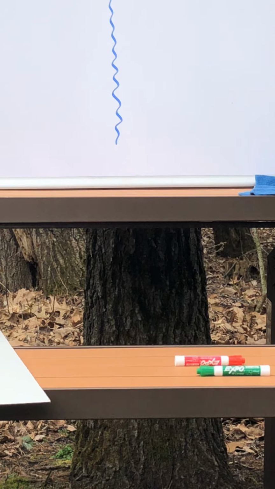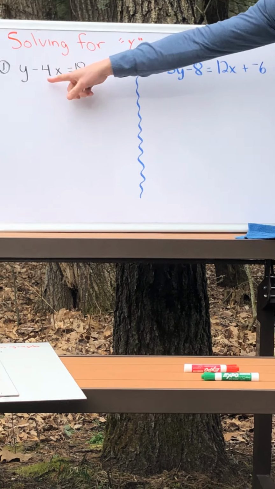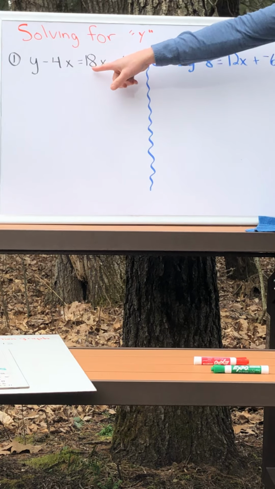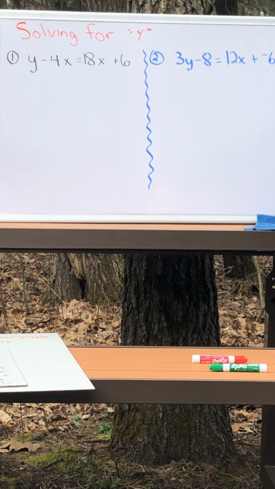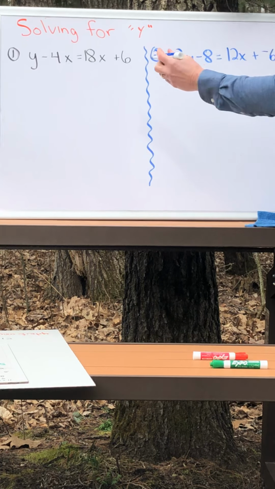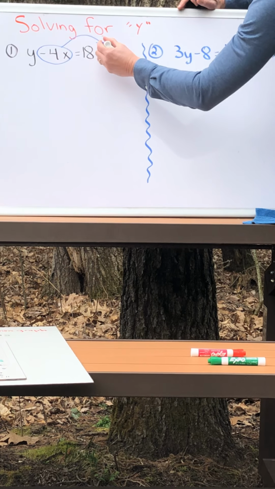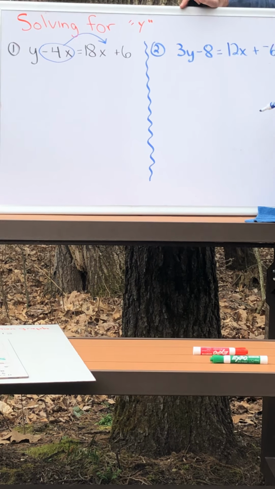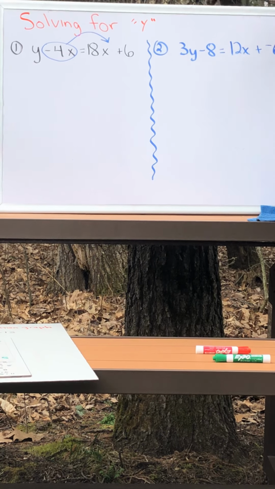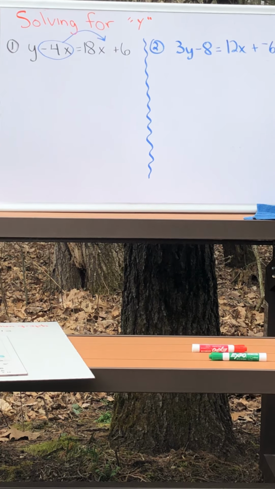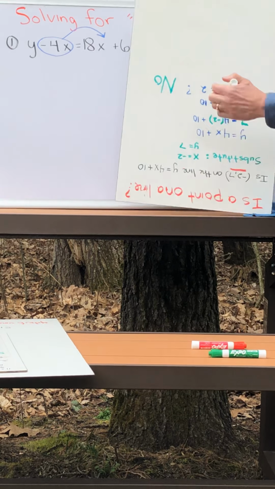I'll give you 3 examples on this. I'm going to have you try a few on your own. I have y minus 4x equals 18x plus 6. That y is not by itself. I need to get it all alone. To do that, I got to move this to the other side of the equal sign. We've been doing that all year, but we've been doing it in a much easier way. It's a one-step equation in a sense.